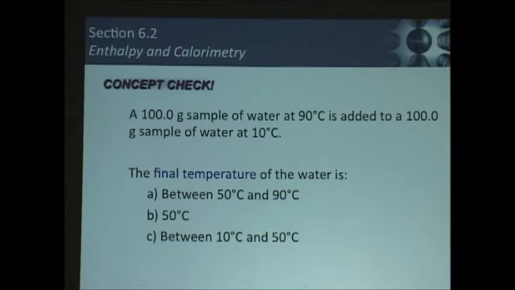So let's look at an example here. 100 grams of water sample at 90 is added to 100 grams of water at 10. What is the final temperature? This is an interesting problem. Let me try and solve it on the board.